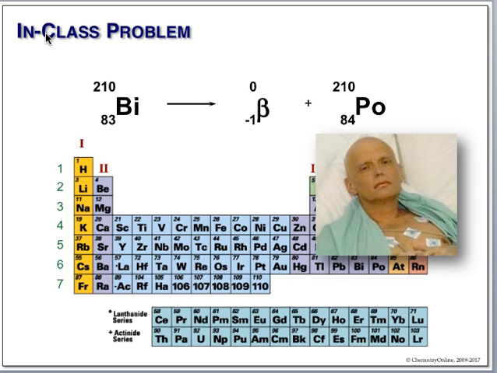A gram of plutonium, 1 gram, is enough to kill most of the people in the world. 1 gram. And there are thousands and thousands of pounds of plutonium sitting around now. But, okay.